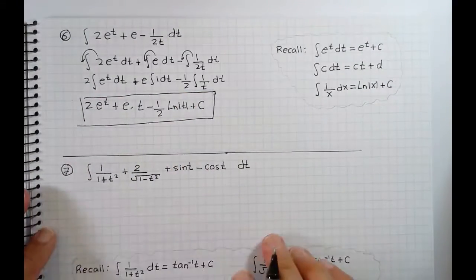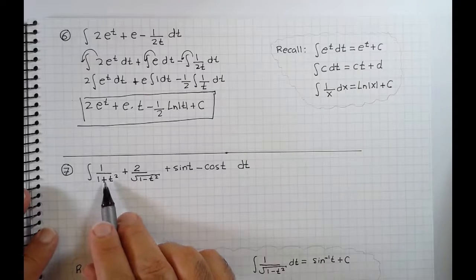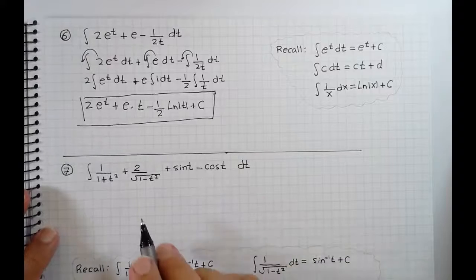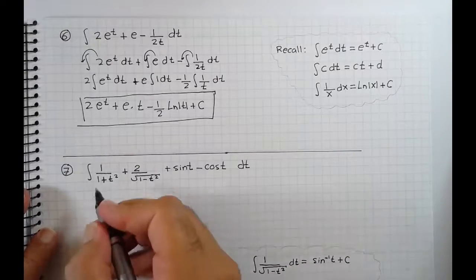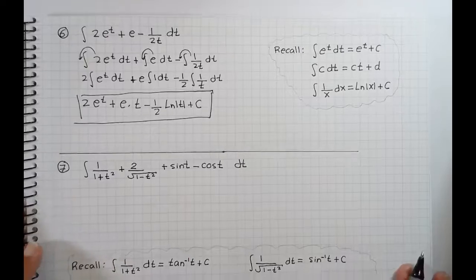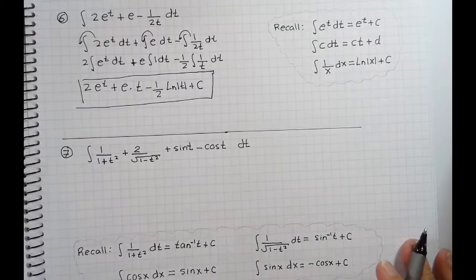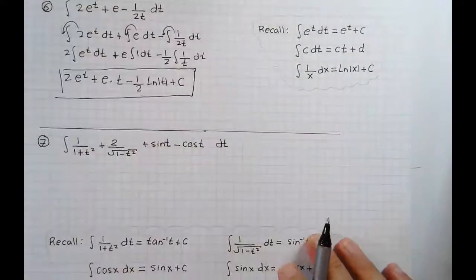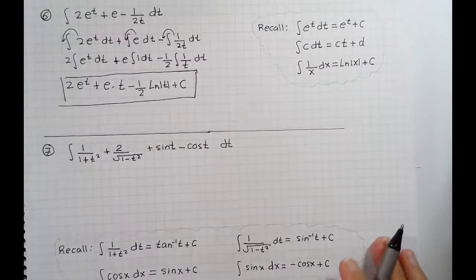Alright, let's look at number 7. We have integral 1 over 1 plus t squared plus 2 over root 1 minus t squared plus sine t minus cos t. Recall that antiderivative of 1 over 1 plus t squared is arctan t. Antiderivative of 1 over root 1 minus t squared is sine minus 1 t. And antiderivative of cos x is just sine x plus c. And antiderivative of sine x is minus cos x.